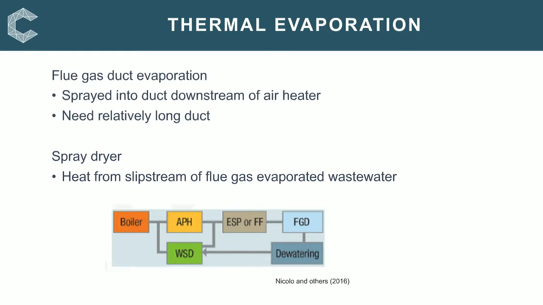The evaporated water and solids can be returned to the duct downstream of the air heater, and then of course the solids are collected with the fly ash in the ESP or fabric filter. But this will again contaminate the fly ash, which could make it unsaleable. So to avoid this, you could install a separate fabric filter to collect the solids and any fly ash present in the flue gas which is exiting the spray dryer.